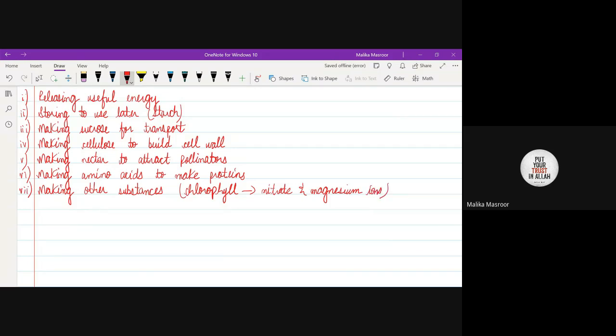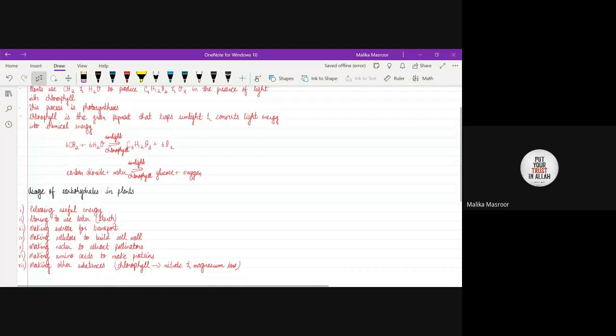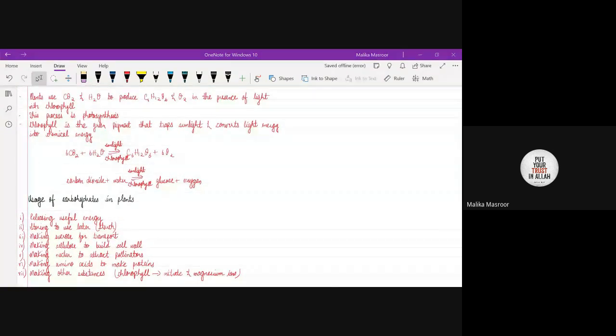And if you don't have enough chlorophyll in the leaf, it will turn yellow. Is this clear? The usage of carbohydrate? Anyone, any questions? Glucose is converted to starch in chlorophyll.